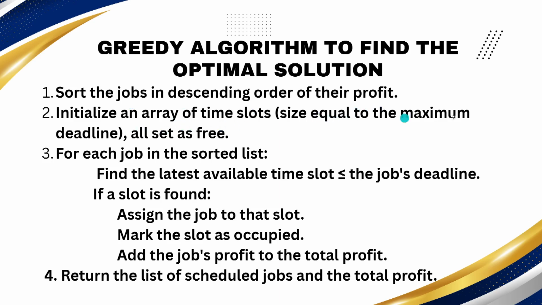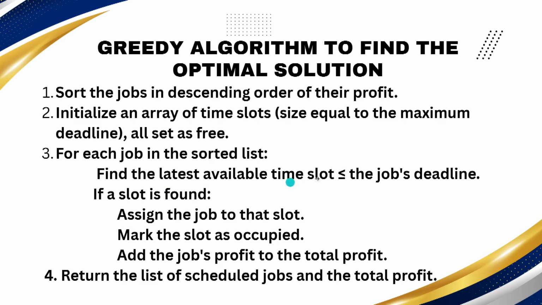The size should be equivalent to the maximum deadline, and initially all of them are set as free. Now, what we do is that we choose a job from the sorted list, and we have chosen the job whose profit is the maximum. Then we find the latest available time slot that is less than the job's deadline. This is the very important thing that we need to adopt.